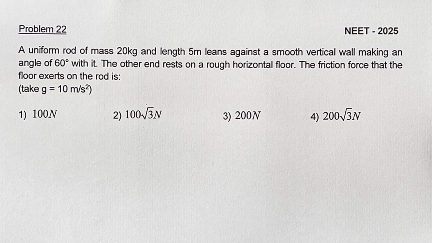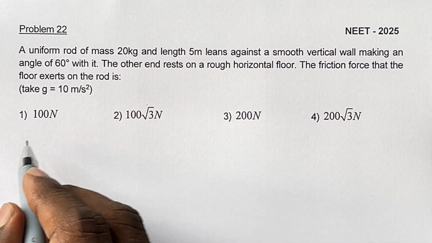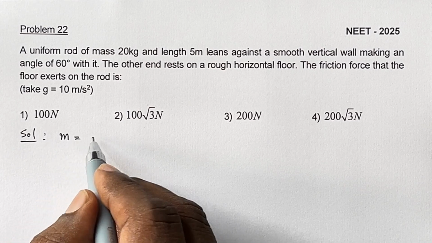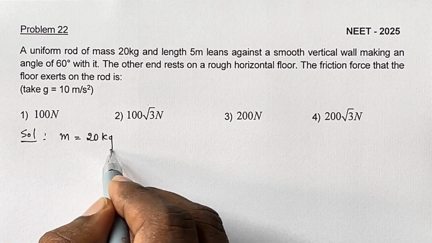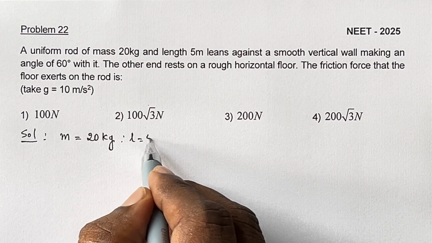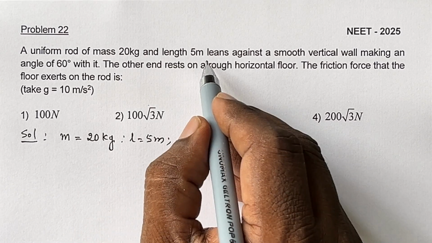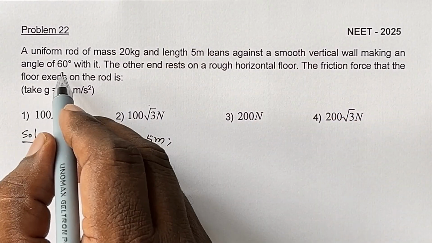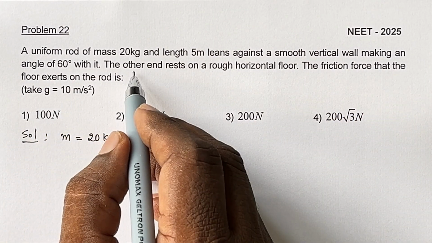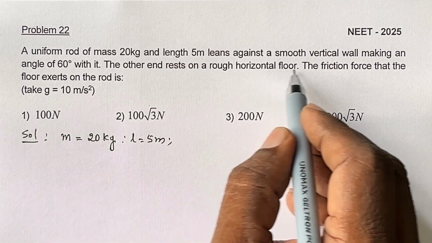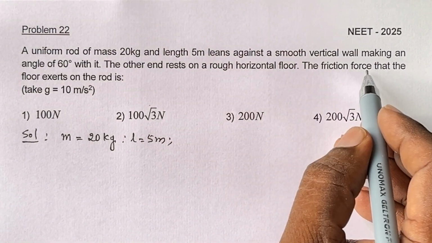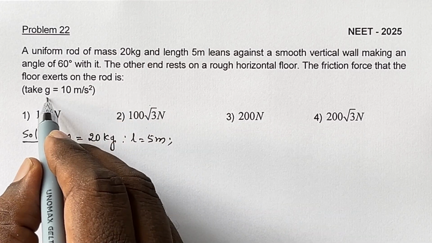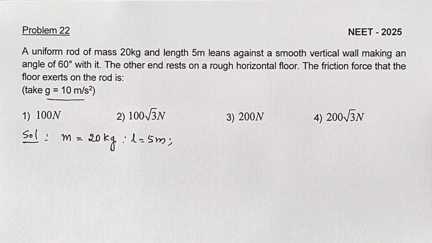In this problem, a uniform rod of mass 20 kg. So let us take down the data: 20 kg and length 5 meter leans against a smooth vertical wall, making an angle 60 degrees with it. The other end rests on the rough horizontal floor. The friction force that the floor exerts on the rod is asked; the value of g is also given.